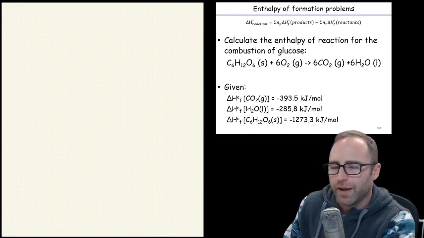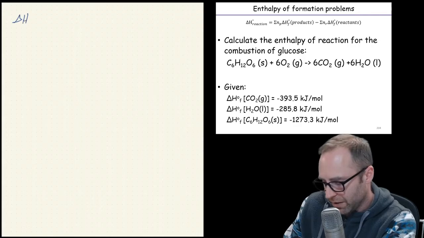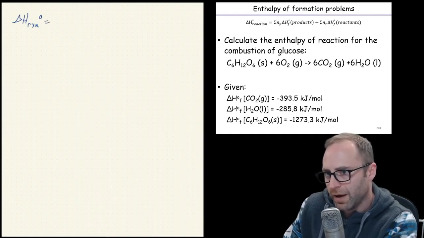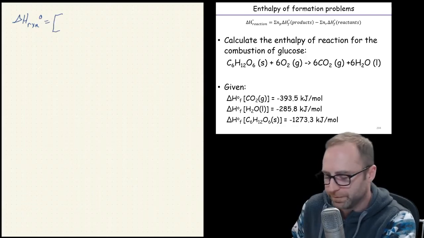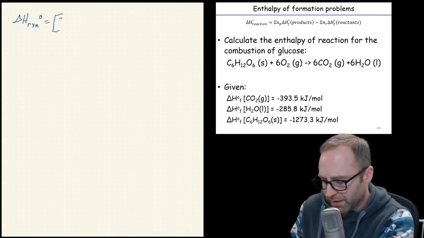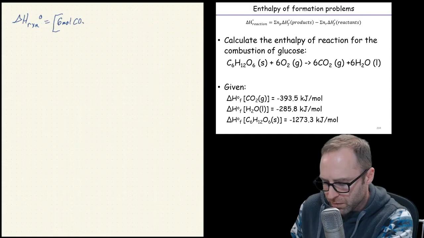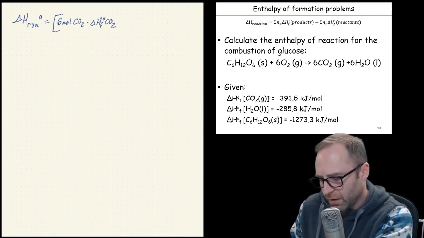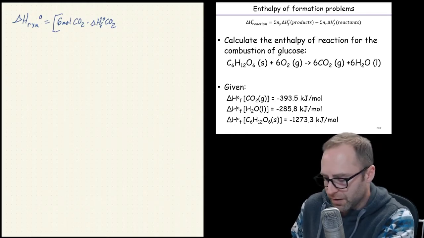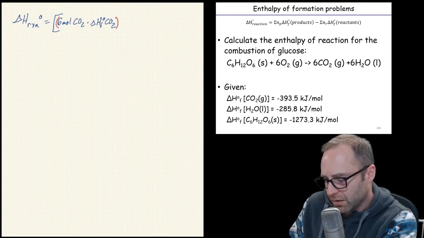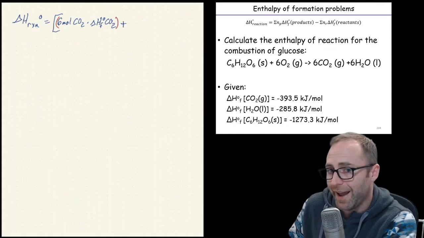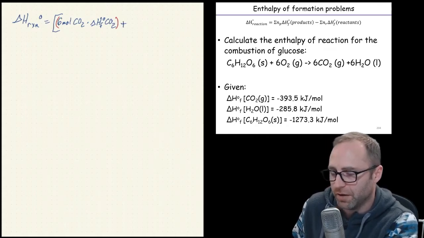So what I'm hoping you'll do is take that delta H of reaction naught, and for this problem, say it's equal to the sum of, and I'm going to put a bracket to open up everything for my products. My products are CO2 and water, but specifically I've got 6 moles of CO2, and I'm going to multiply that by the enthalpy of formation of CO2. Since I've got 2 different products, I'm going to use parentheses to help me keep track of my math. The sigma is telling me that I need to add all of the moles times the enthalpy of formation for all the different products I've got.